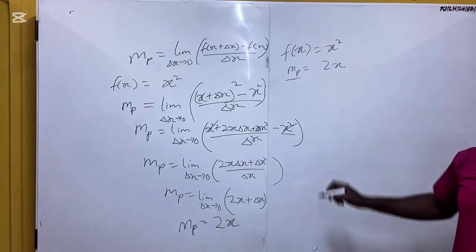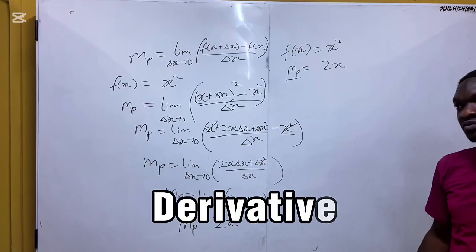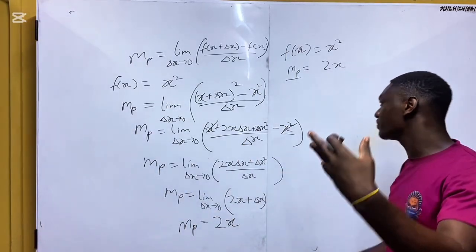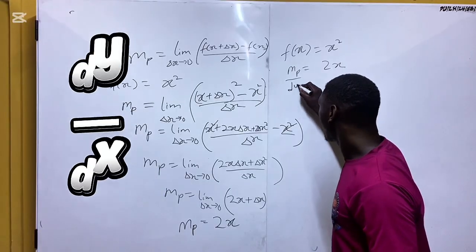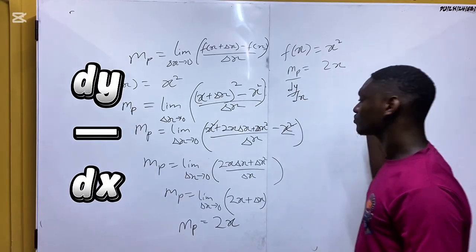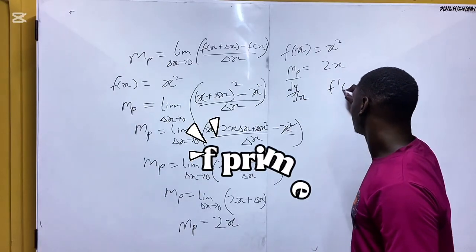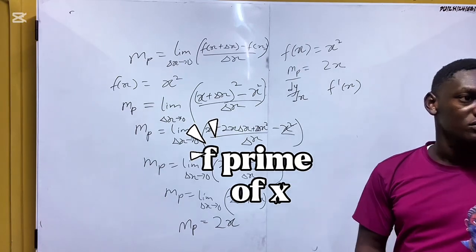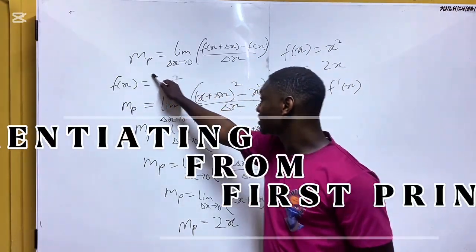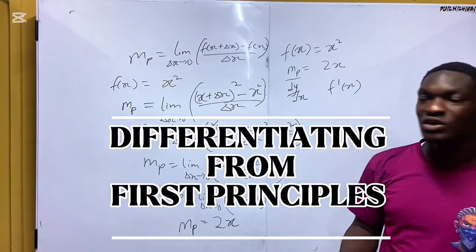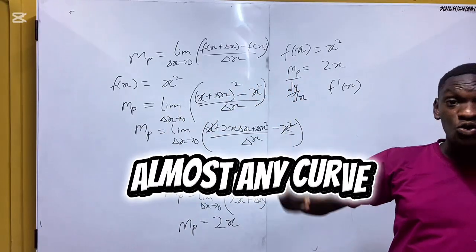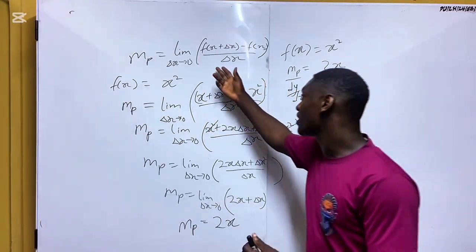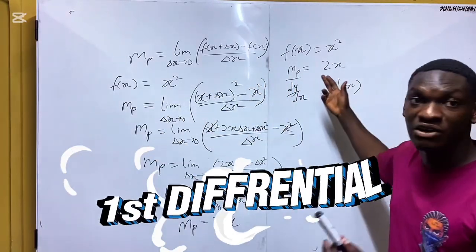This gradient function is what we call the derivative of the curve, written as dy over dx, or f prime of x. And this formula is called differentiating from first principles. You can use it to do almost any curve, not all, but almost any curve at all. You can use it to find the first differential or the derivative of the curve.